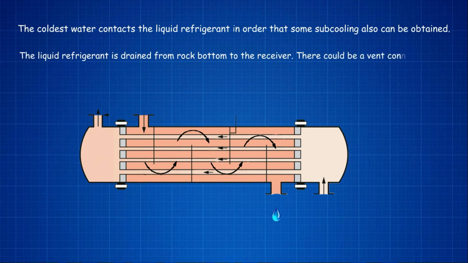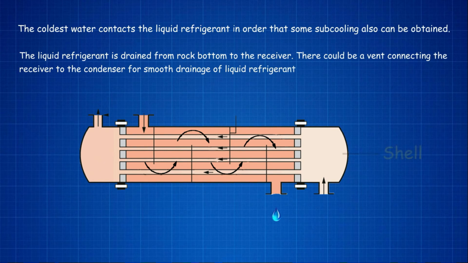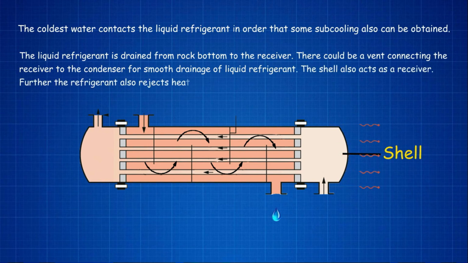There could be a vent connecting the receiver to the condenser for smooth drainage of liquid refrigerant. The shell also acts as a receiver. Further, the refrigerant also rejects heat to the environment from the shell.